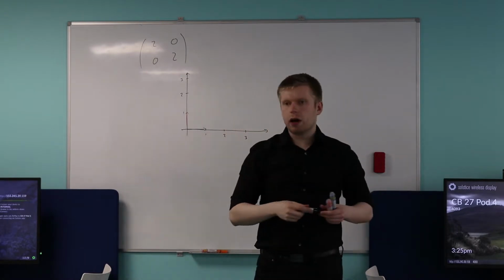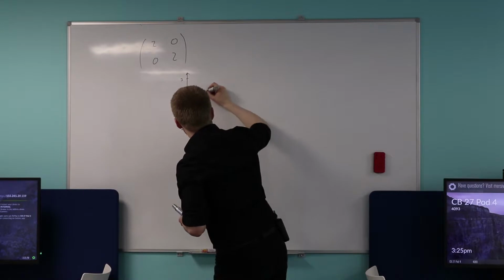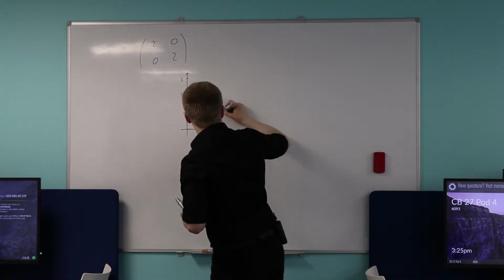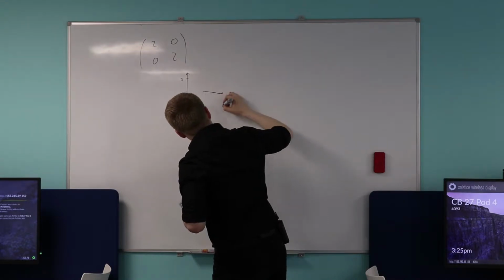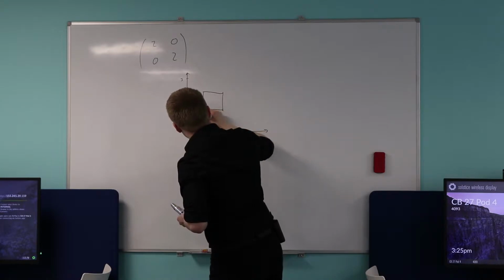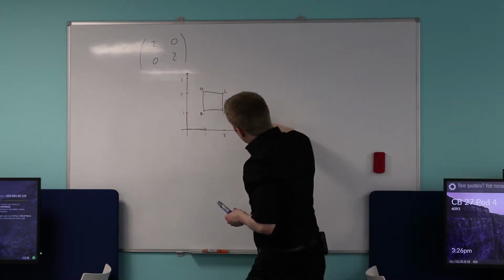And let's suppose I take a square. So you saw me do this on the screen on Wednesday. Let's suppose I take a square that looks something like this, okay? And let's suppose that this square was A, B, C, D. So let's suppose that was A, that was B, that was C, and that was D.